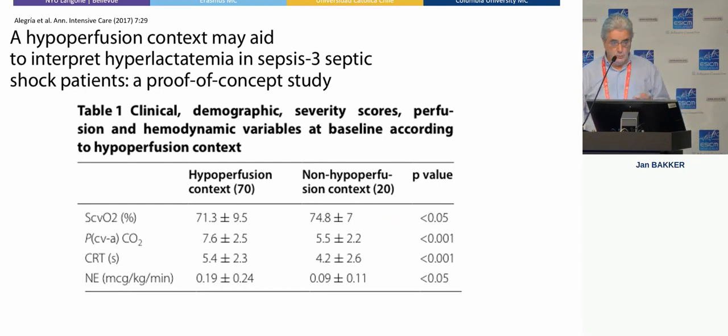We tested that a little bit further when we looked at patients with lactate with or without these perfusion abnormalities. And so we said, what's a perfusion abnormality that we use in clinical practice? That's SCVO2, the delta PCO2, and capillary refill time.